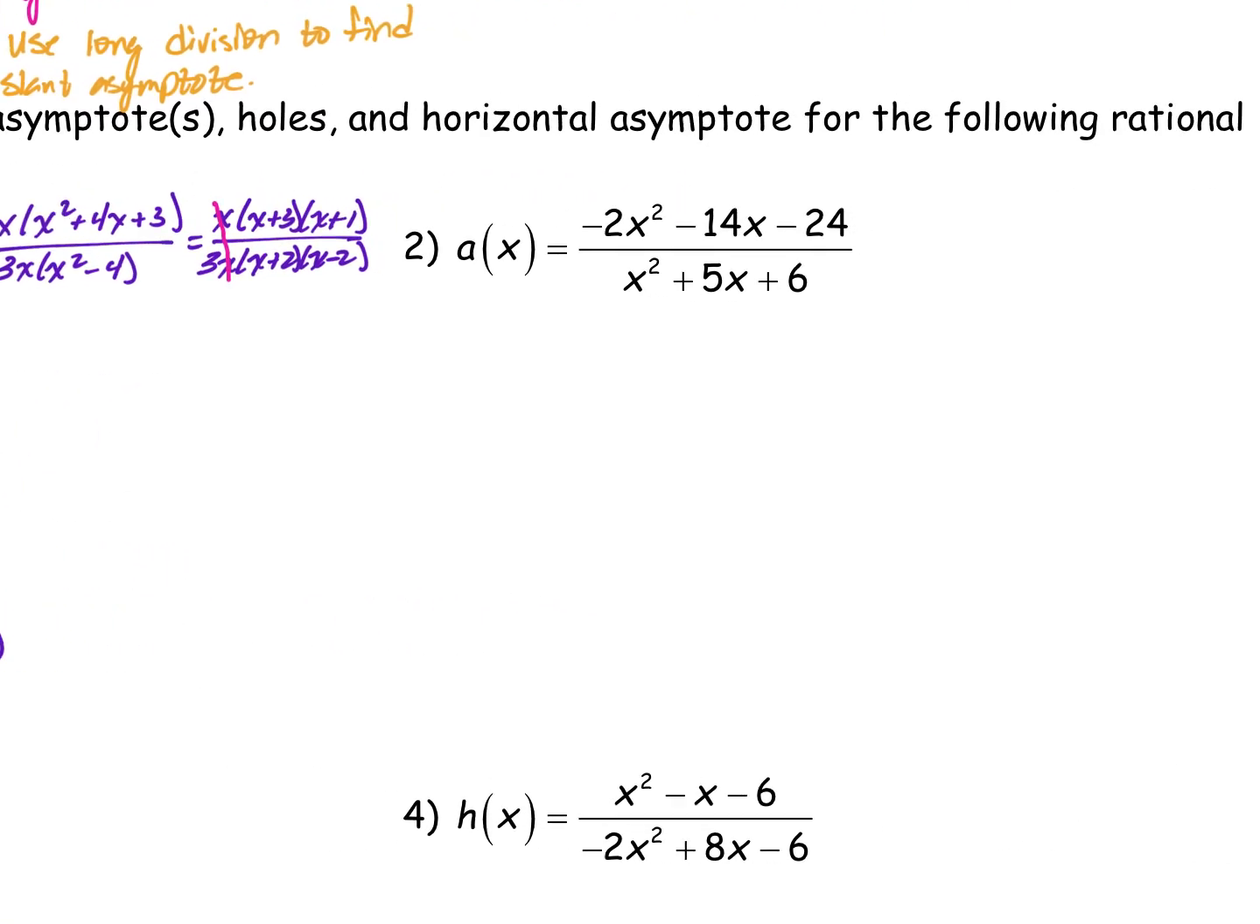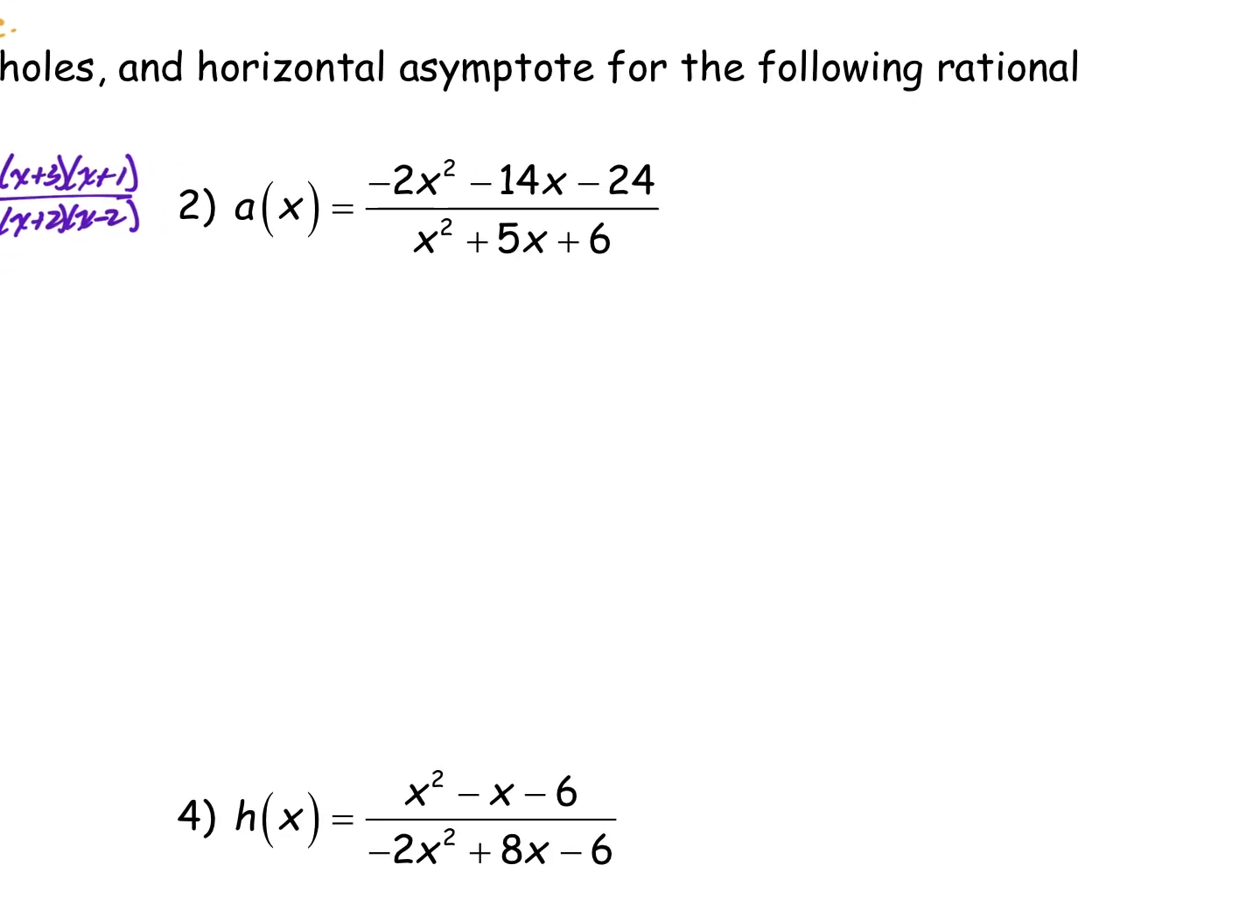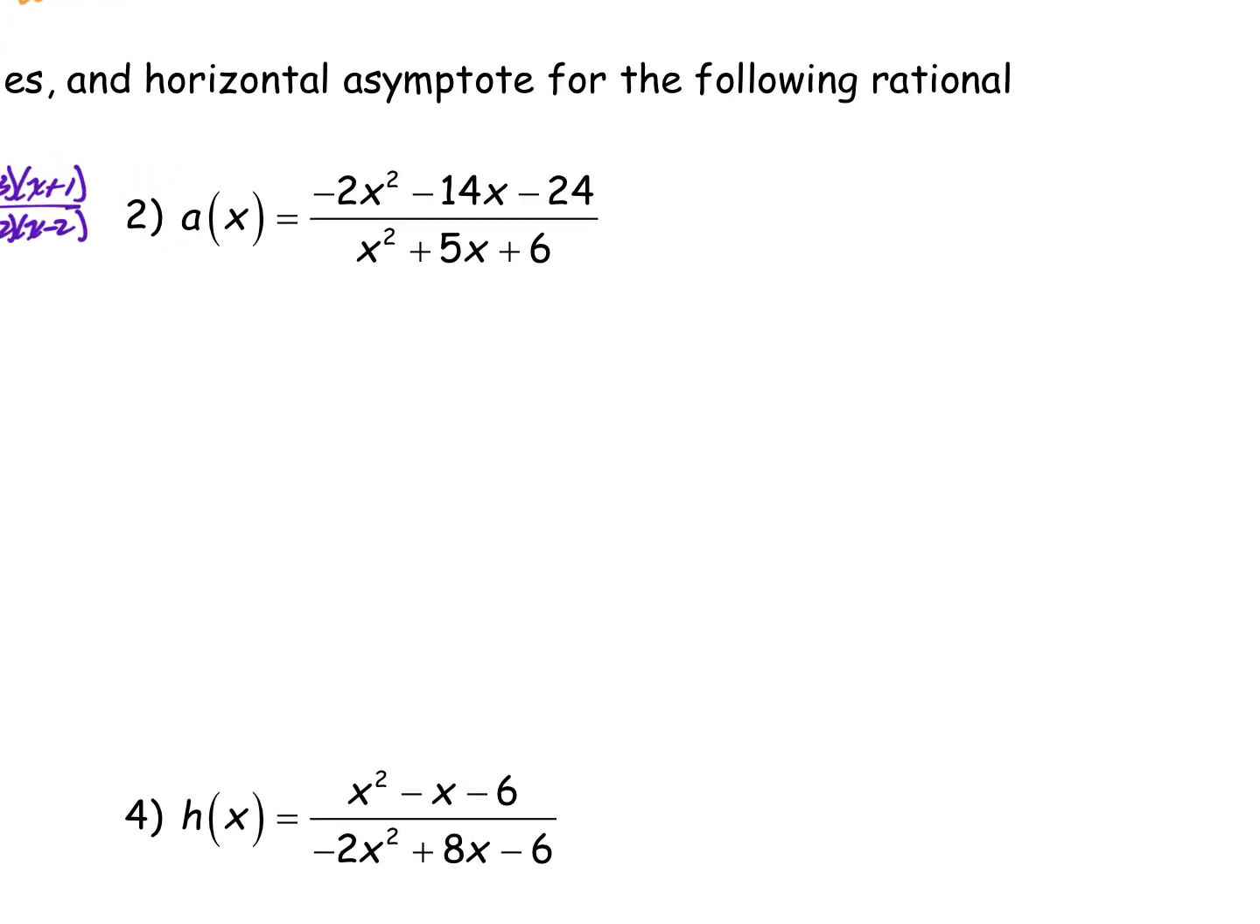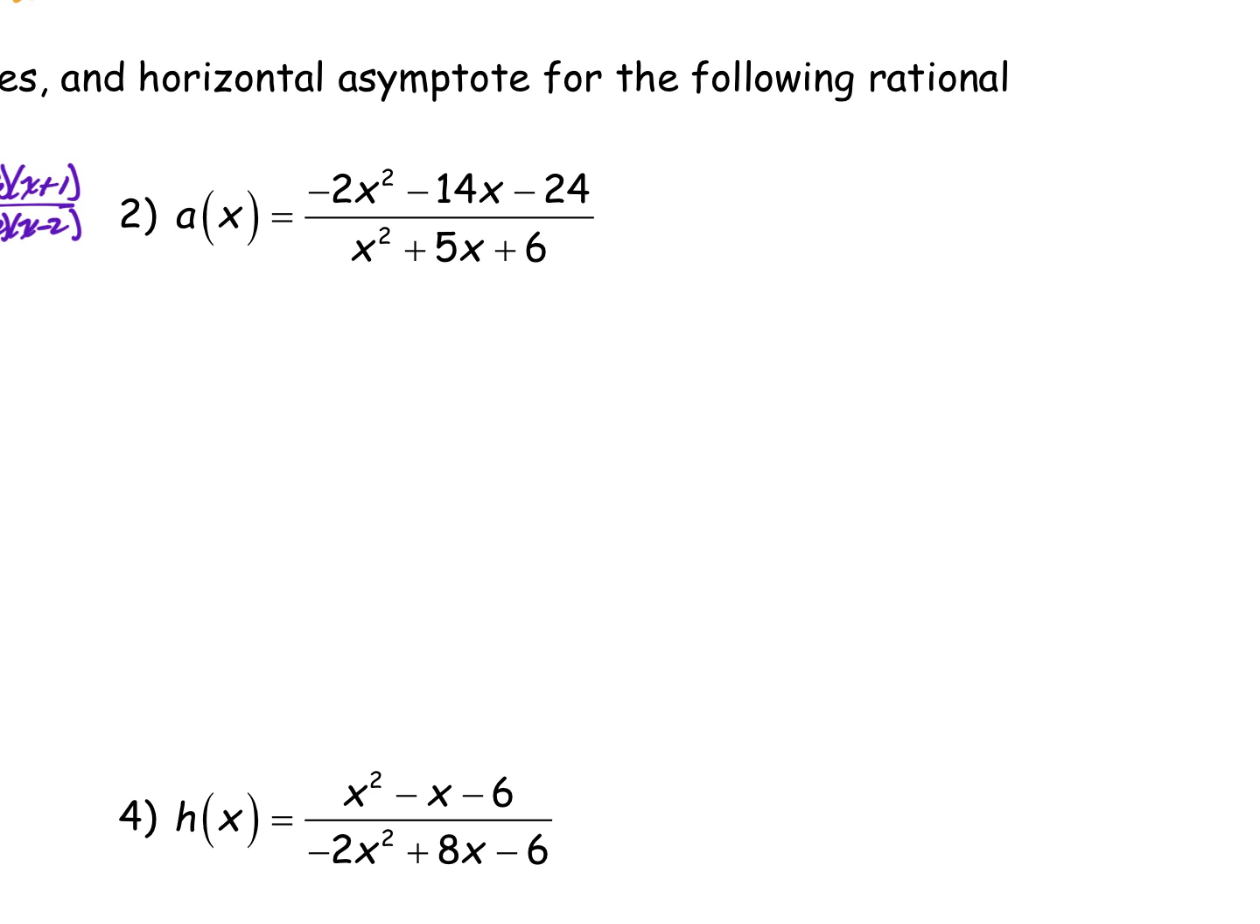Okay, number 2, we're going to simplify again. So let's see, what can I factor out up here? Well, I think I can factor a negative 2 out. And I'm going to get x squared plus 7x plus 12. Yeah, that looks right. And on the bottom, it doesn't look like I can factor anything.